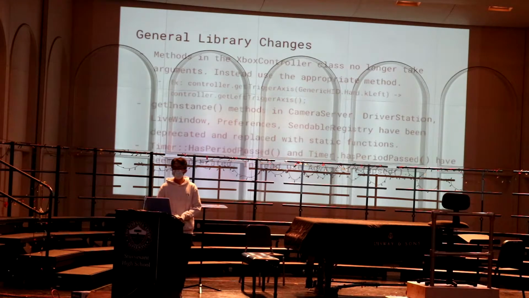The Xbox controller class no longer takes arguments, so it has standalone methods that you can use. An example would be controller.getTriggerAxis: instead of taking an argument, which would be the left hand, you can just use getLeftTriggerAxis. The getInstance methods in CameraServer, DriverStation, LiveWindow, Preferences, and SendableRegistry have been deprecated and replaced with static functions. And for C++, Timer hasPeriodPassed, and for Java, Timer hasPeriodPassed, has been deprecated, and you would use advanceIfElapsed instead.